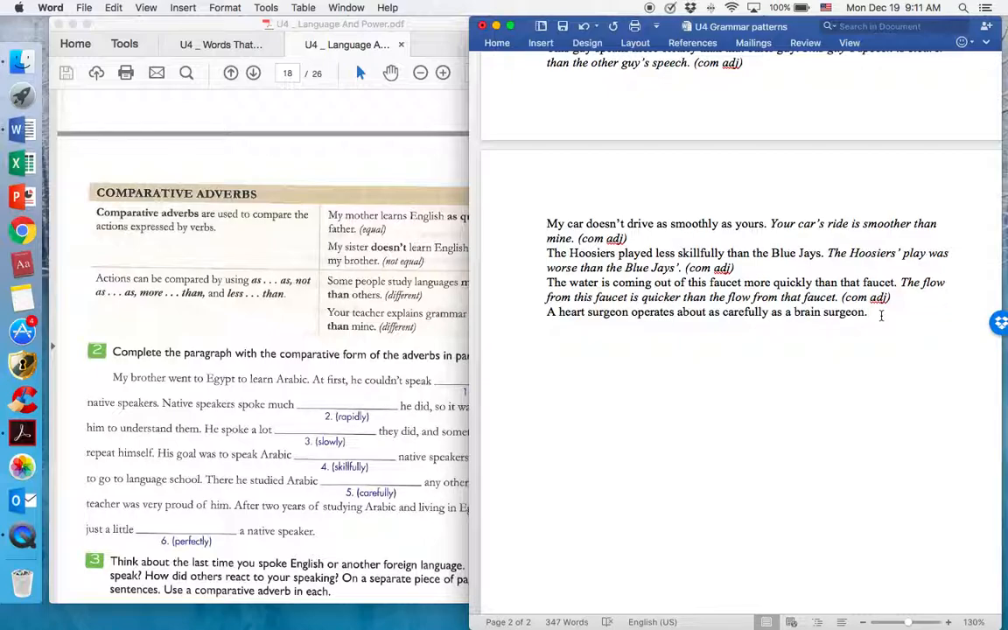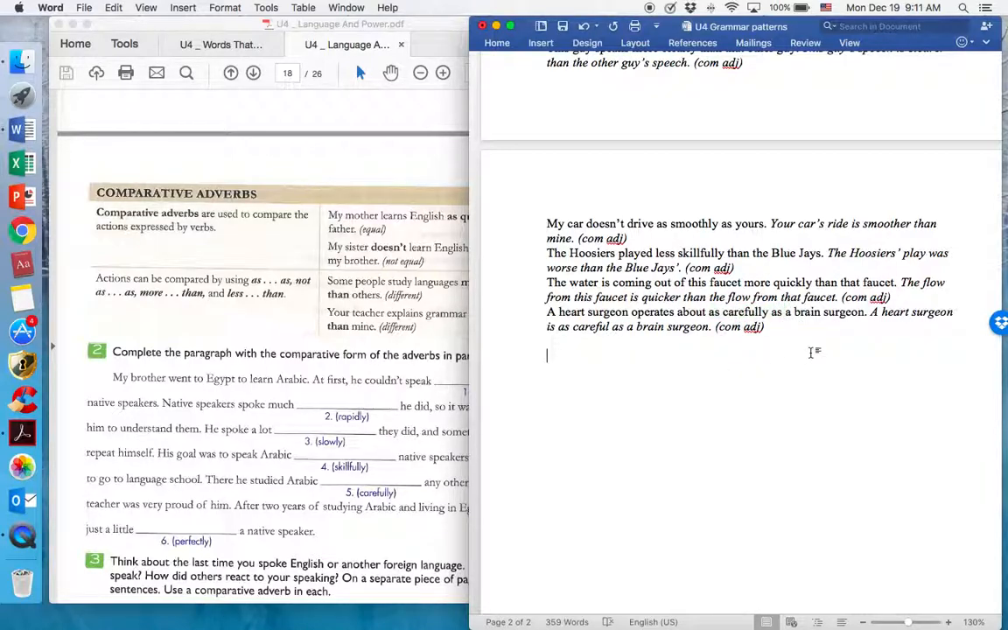And finally, a heart surgeon operates about as carefully as a brain surgeon. In this case, they are the same, as carefully as. It's positive, we have our as, adverb, as. And so a heart surgeon is as careful as a brain surgeon, roughly. There's a comparative adjective, right? Except we're comparing how they operate. A heart surgeon, that's our noun one, operates, that's our verb, remember the S, about, that's roughly, and then as, adverb, as, means they're the same.